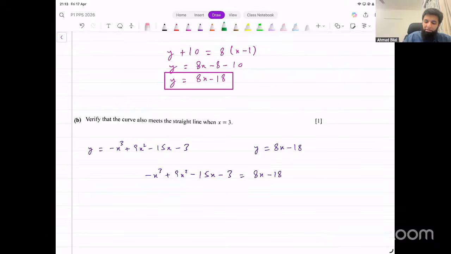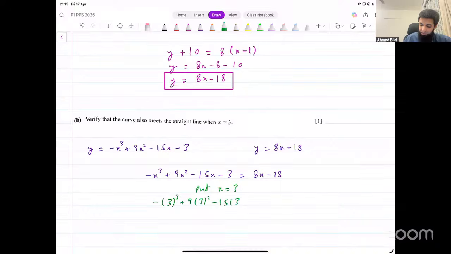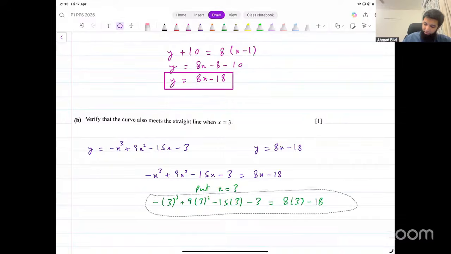And now we could input x equal to 3 in this. If the left hand side and the right hand side are equal to each other, you could say they satisfy. Since they're saying verify, you need to show the step in which you are inputting values. Do not just write down that both sides are equal. Minus 3 cubed plus 9 into 3 squared minus 15 into 3 minus 3 equals 8 into 3 minus 18. Okay. This is what we get.